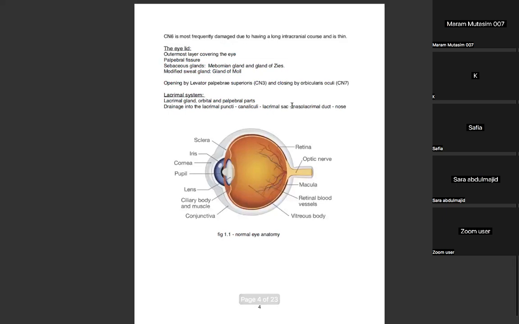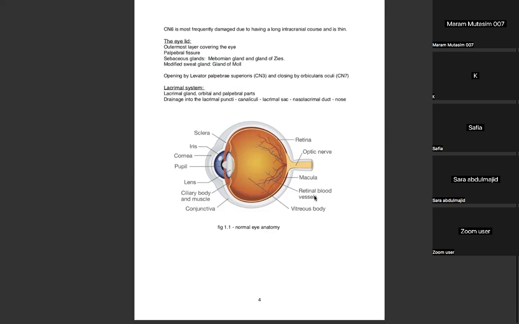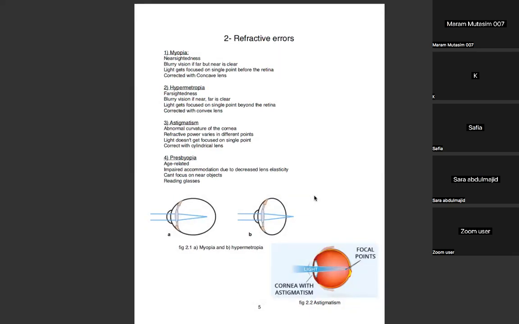There are also the extraocular muscles that you already know from anatomy, the nasal oblique and the rectus muscles, and these are responsible for movement of the eye. The eyelid has the palpebral fissure, sebaceous glands, and sweat glands, which are called glands of Moll. We also have the lacrimal system, which is the tear system. The lacrimal gland produces tears, which get drained into the lacrimal puncti, which form canaliculi that go into the lacrimal sac and eventually into the nose. These are just very quick basics of the whole thing.